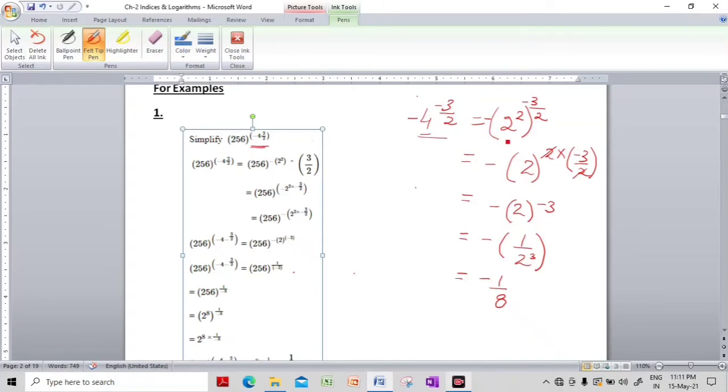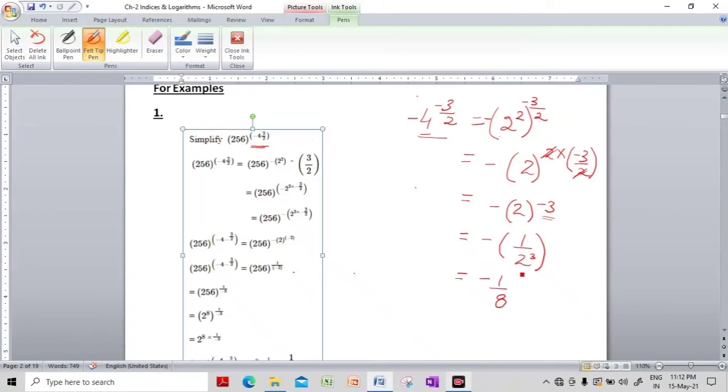Minus 4 can be written as minus, outside, 2 power square, minus 3 by 2. Here, as we have studied in our laws, when these are in brackets, it means the powers get multiplied. 2 into minus 3 by 2, so 2 and 2 get cancelled. We have minus 2 power minus 3, and whenever we have a negative sign, it goes in the denominator according to our law.